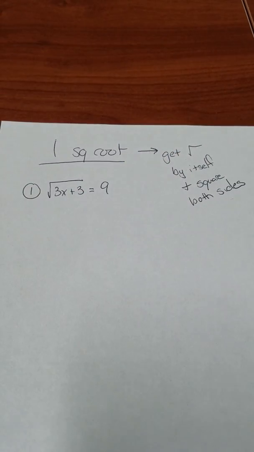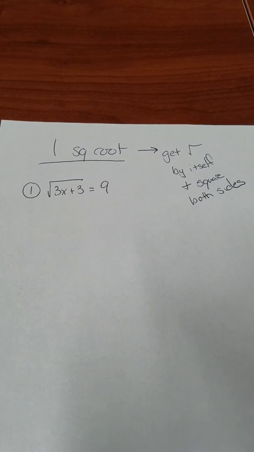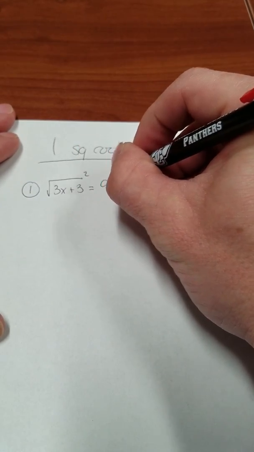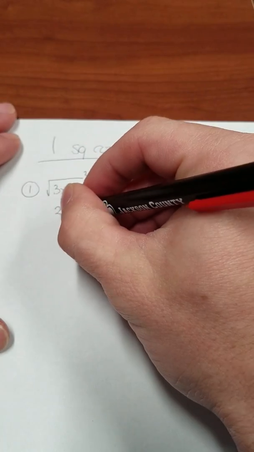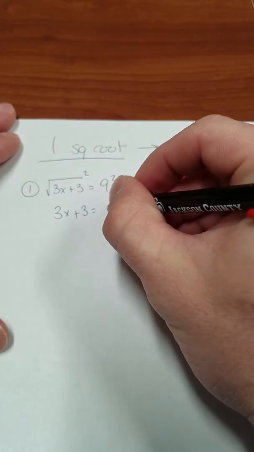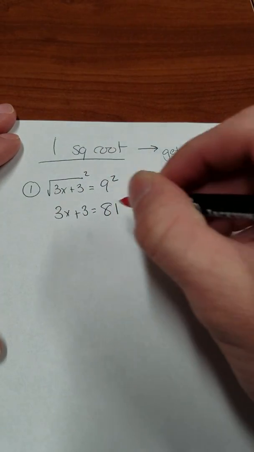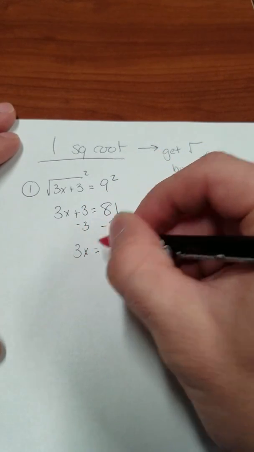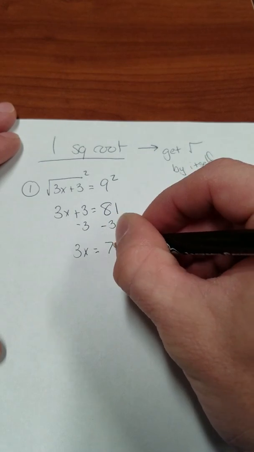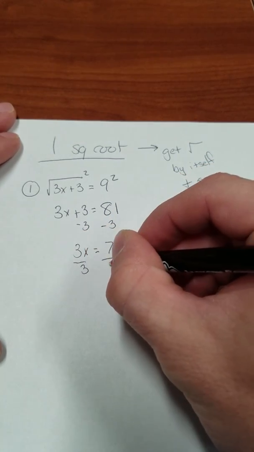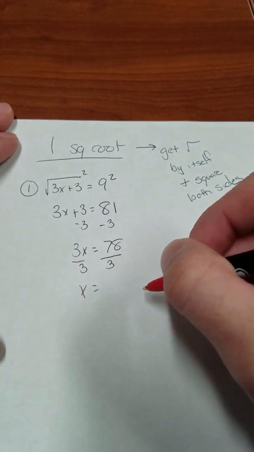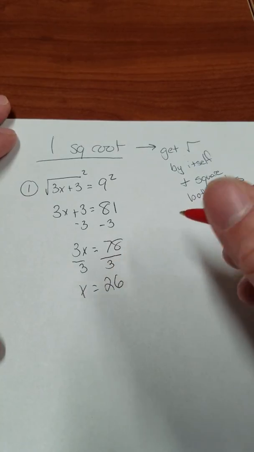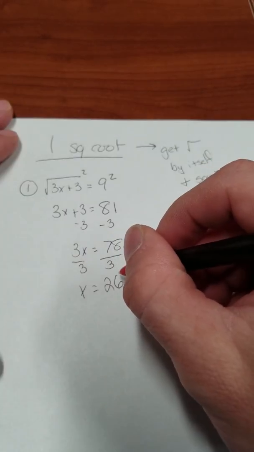So in this case, the square root's by itself. Nothing else is happening on the outside. So I can go ahead and square both sides here. So I get 3x plus 3 equals 81. Subtract 3 from both sides. 3x equals 78. Divide by 3. X equals, let's see, 26. And then that's going to be your solution right there, okay?